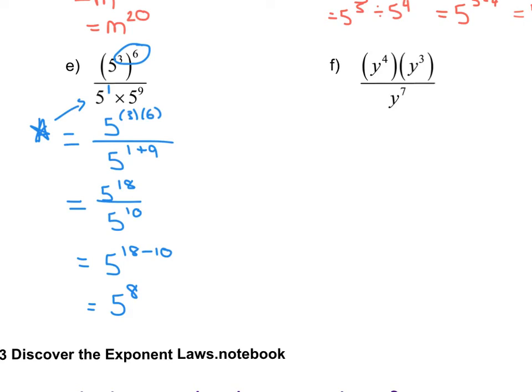Because in my next one, F, it's going to lead me into my next exponent law. Okay, why it can't be 5 to the power 0, or what is the value of 5 to the power 0? Okay.